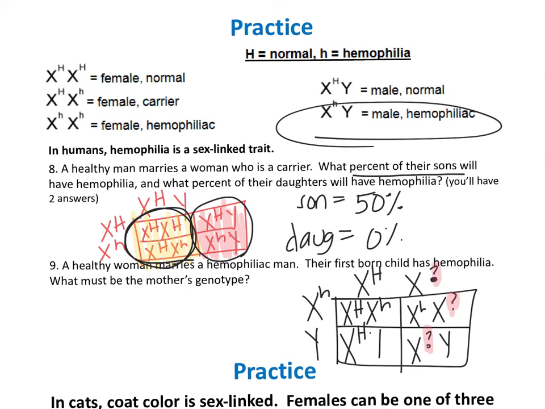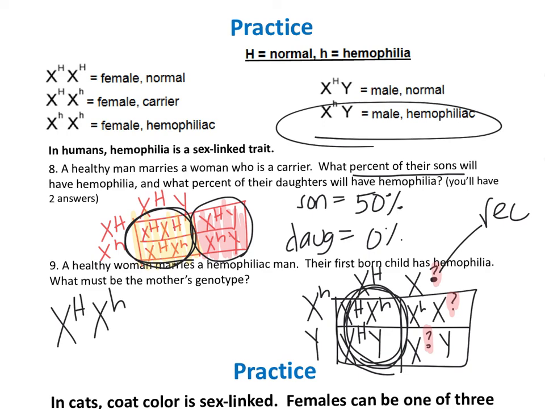My firstborn kid has hemophilia. So one of these kids here in my Punnett square has to have hemophilia. That Y doesn't look so good. Okay, so how do I get a kid with hemophilia? Well, these kids are healthy. So one of these kids or both of these kids would have hemophilia. So that means that this here has to be recessive. So my mother has to have a recessive allele in order to have any kids that have hemophilia.